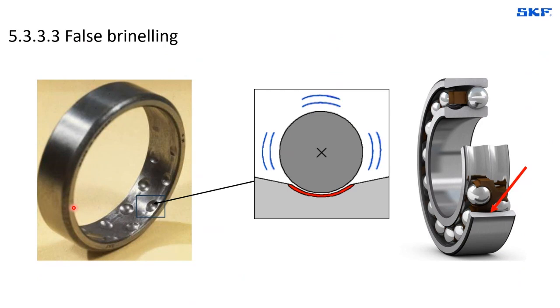False brinelling is a failure, like in this case, on the outer ring of a self-aligning ball bearing. And you see that here we could also identify the distance between the running elements that have created a kind of nest in each position. And this is when machines are exposed to heavy vibrations.